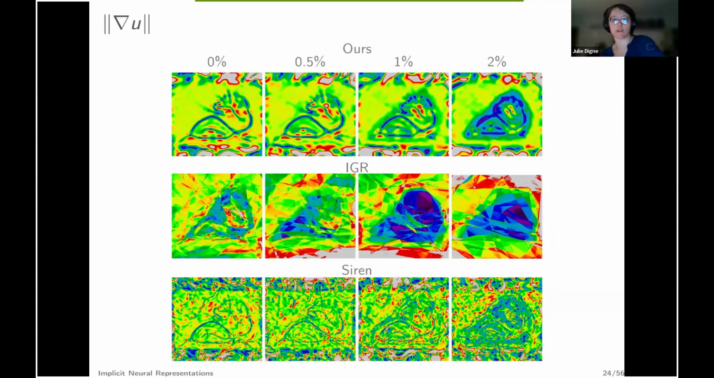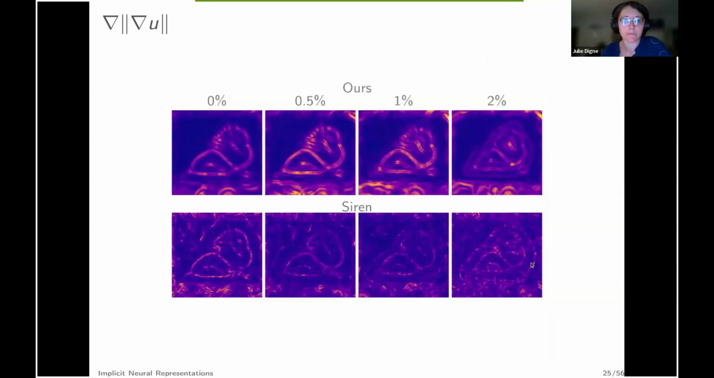If you look at the gradient, you see that the zeros of the gradient are very well localized, or better localized with our method than with the others. So that's places where it's dark blue, basically. And if you look at the second order derivative, so the gradient of the norm of the gradient, you get a much better localization as well.